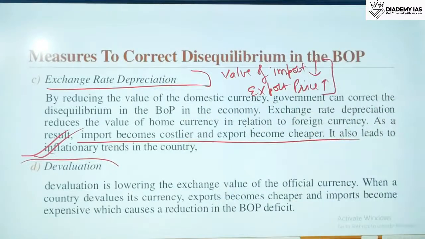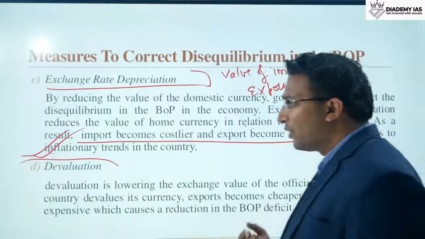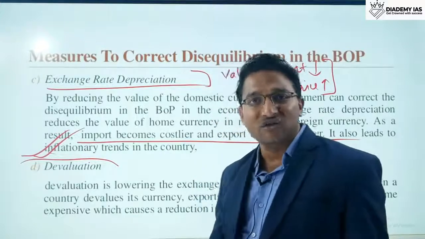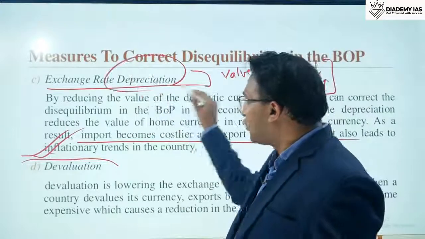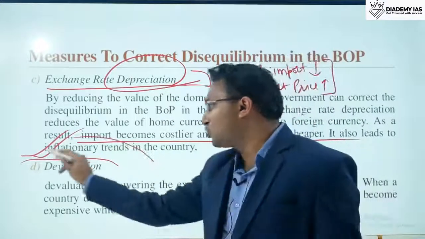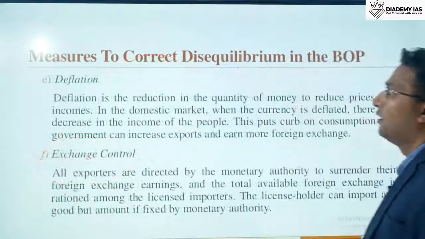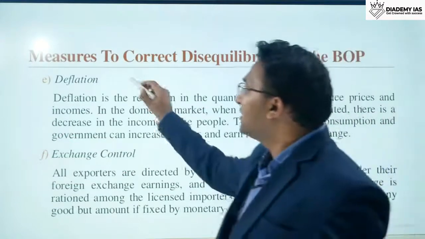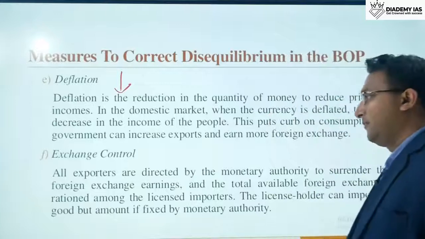Devaluation. When the government devalues the currency officially through the active intervention, then the impact remains the same. So depreciation happens through the market forces and devaluation happens through the active intervention of the monetary authority. Deflation. Deflation can also decrease the prices. Deflation means decrease in the prices. So even the deflation can lead to increase in the export.